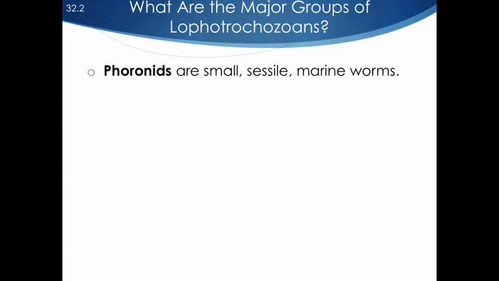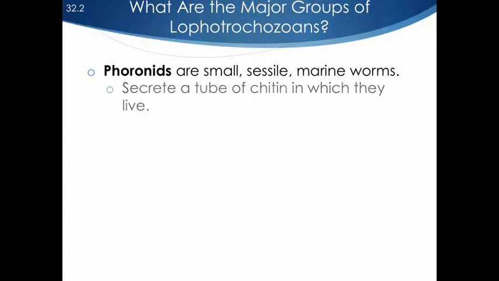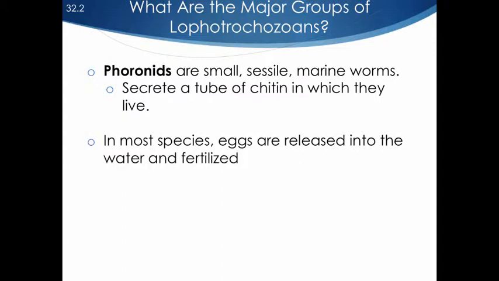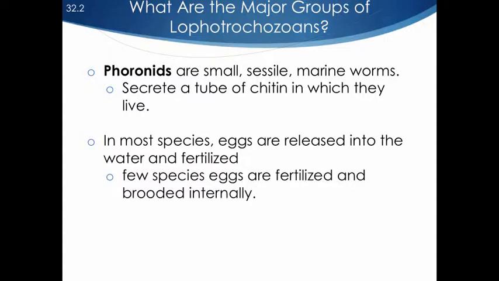Phoronids are small, sessile marine worms. So again, sessile means that they cannot move. And they secrete a tube of chitin in which they live. So they basically make their own little house and they stay in there. In most species, their eggs are released into the water and they're fertilized. But few species are fertilized and brooded internally. So you can have both ways.